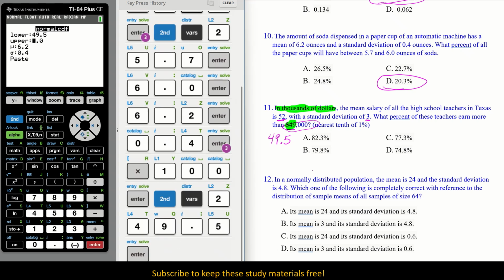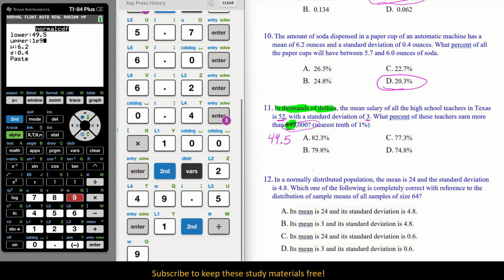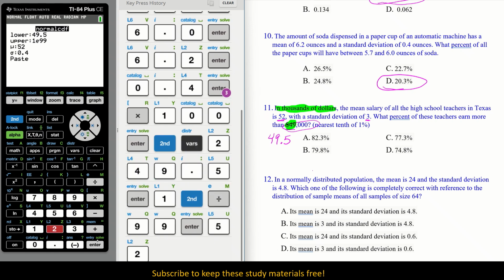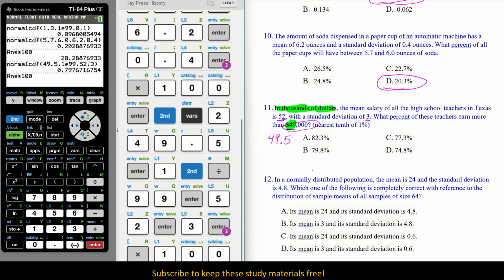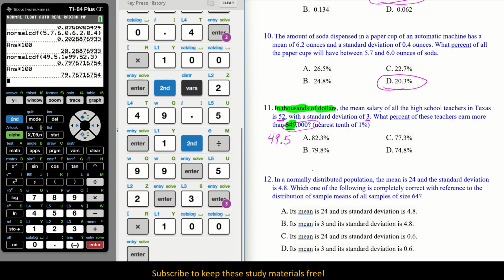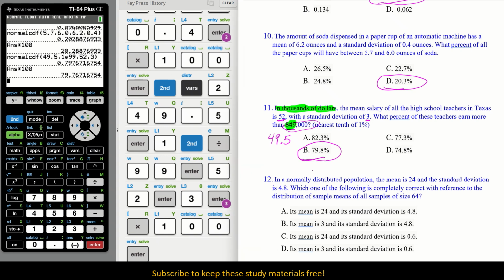49.5, and we enter again. What is our upper? 1 second E 99. And we enter. We were given a mean of 52 and a standard deviation of 3. And here we go. Now we need a percent. If you want to, you can say times 100 if it makes you feel better, that way your eyeballs don't have to get crossed and you don't have to do any thinking. And we only have one option, which is B. There you go.